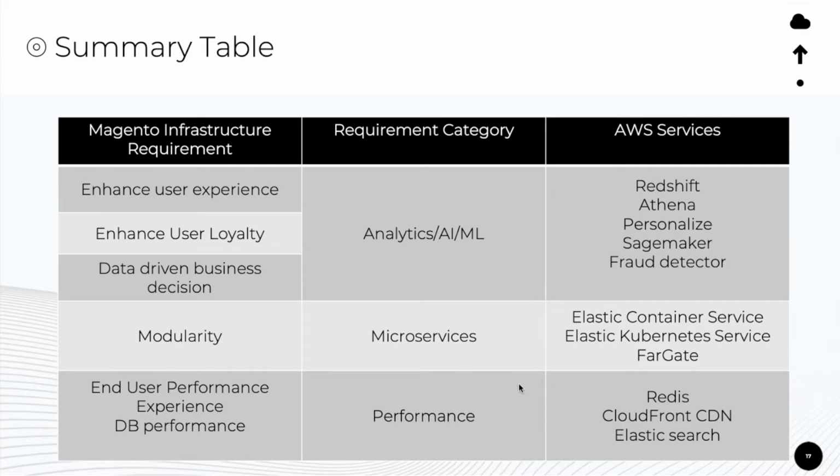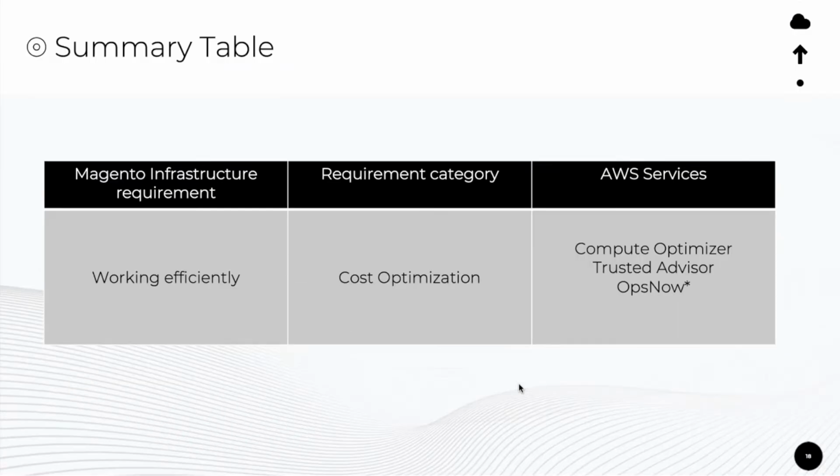Making sure the performance is always at the best level, using different optimization services on the database level and on the web and delivery level, by using the Redis cache for the database, the CloudFront content delivery network, and the Elasticsearch services. All of that should work efficiently.